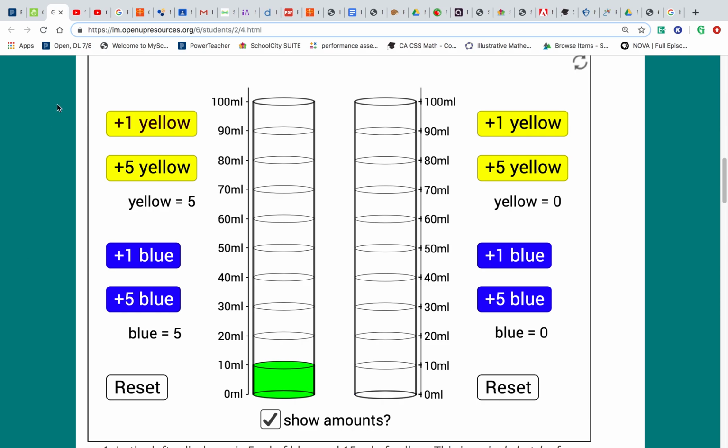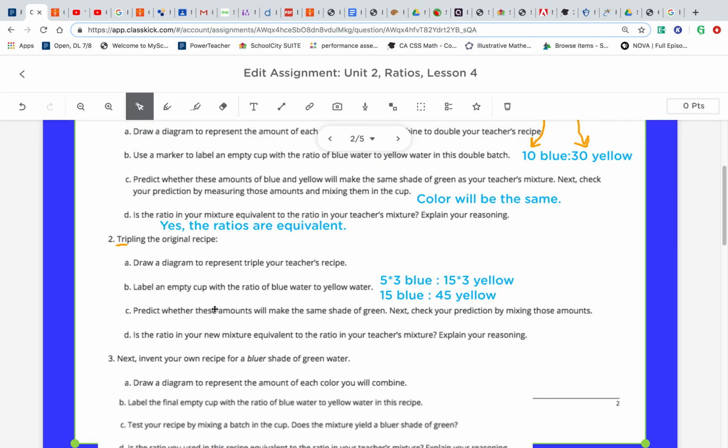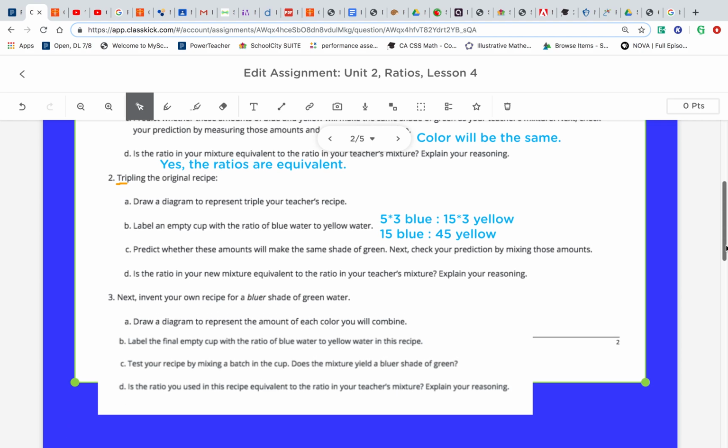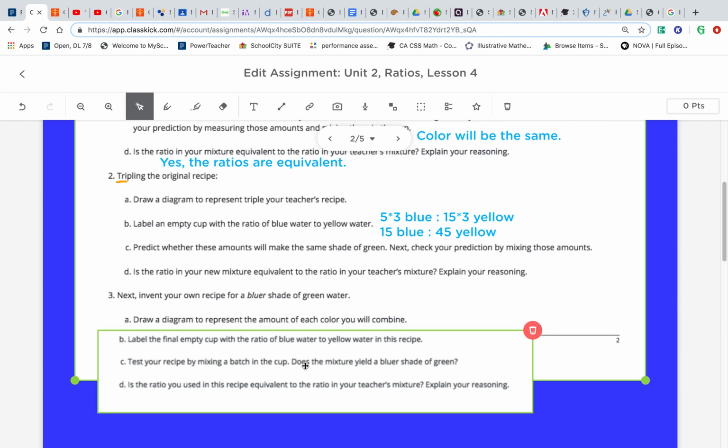You can play around with that and use the amounts that you'd like. Keep track of how much you have of each here, and then share your answers down here and follow through the directions to complete this number 3. All right.